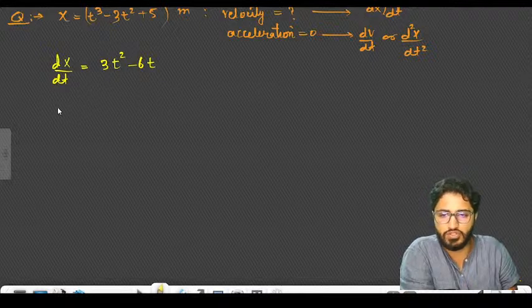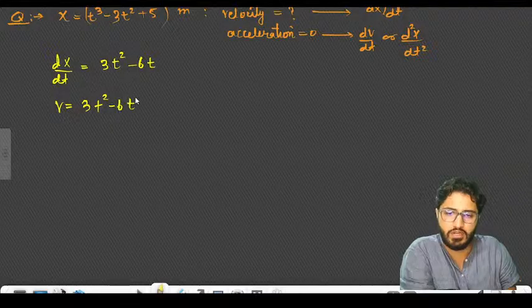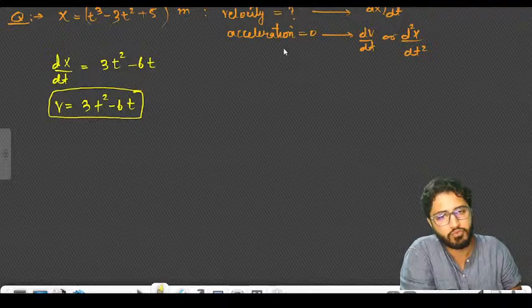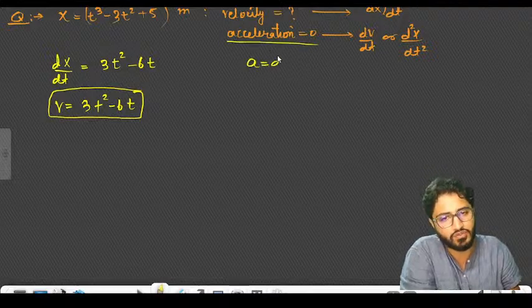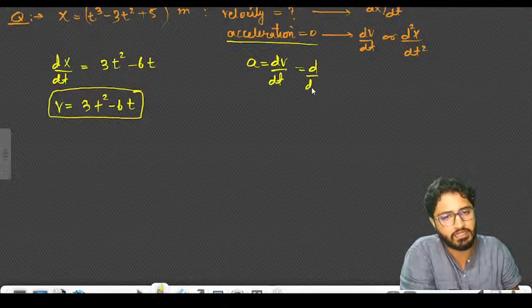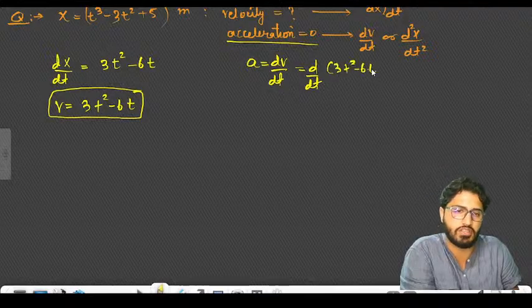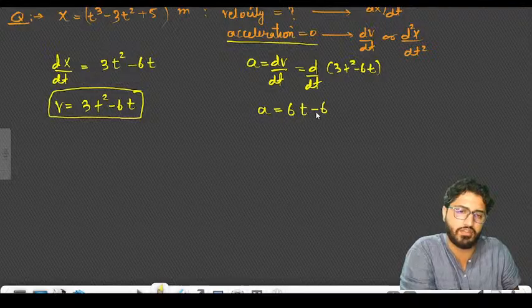Now it is velocity, so velocity came out to be 3t square minus 6t. Now velocity is a function of time, so I didn't get the value of it. To get my value, we are having one more thing, that is acceleration. So acceleration is equals to dv by dt. So I will write d by dt of 3t square minus 6t. So acceleration is equals to 6t minus 6.